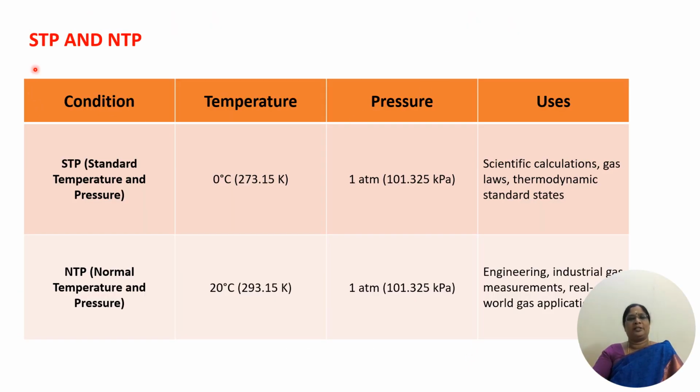Usually, in calculations, we will use two types of conditions: one is STP, another is NTP. STP is standard temperature and pressure, in which the temperature is 0 degrees Celsius and the pressure is 1 atm. This is used in scientific calculations, gas laws, and thermodynamic standard states. NTP is normal temperature and pressure, which takes the temperature as 20 degrees Celsius and the pressure as 1 atm, mostly used in engineering, industrial gas measurements, and real-world gas applications.